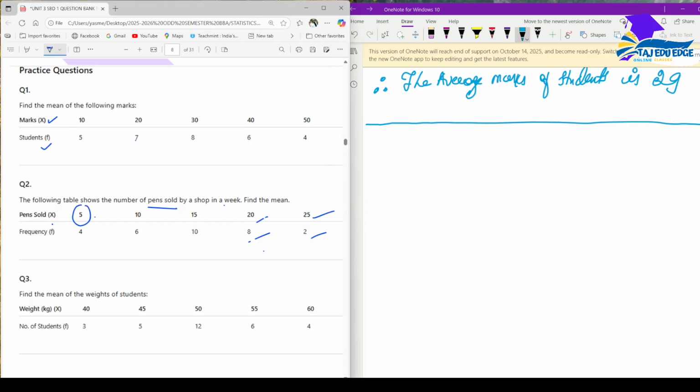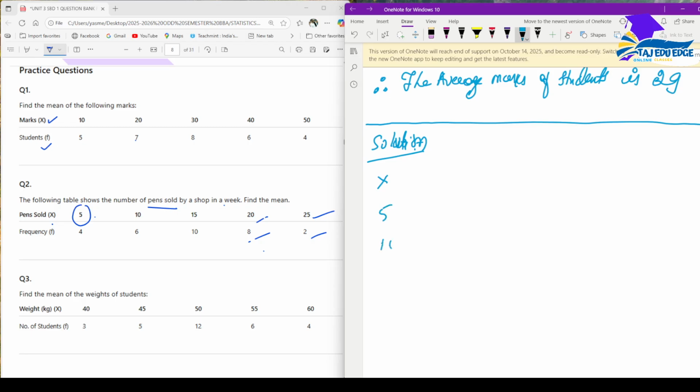So now let's solve it. The question is not the matter; the solution is the matter. Solution. First we need to put X: that is 5, 10, 15, 20, 25. Next, f: that is 4, 6, 10, 8, 2. Now what do we need to put? We need to put an fx column, right?